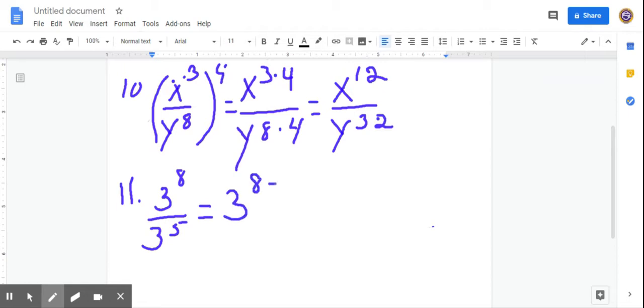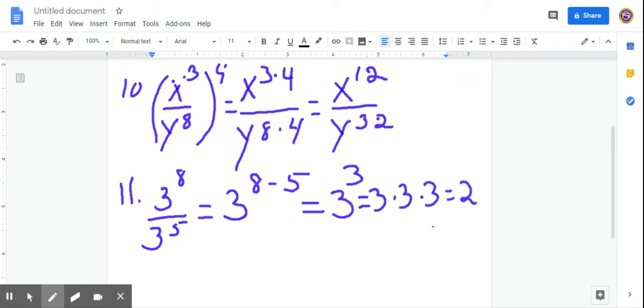So that would be 3 to the 8 minus 5. 8 minus 5 is 3, so the answer is 3 cubed. And 3 cubed, which is 3 times 3 times 3, is 27. So the answer there was 27.